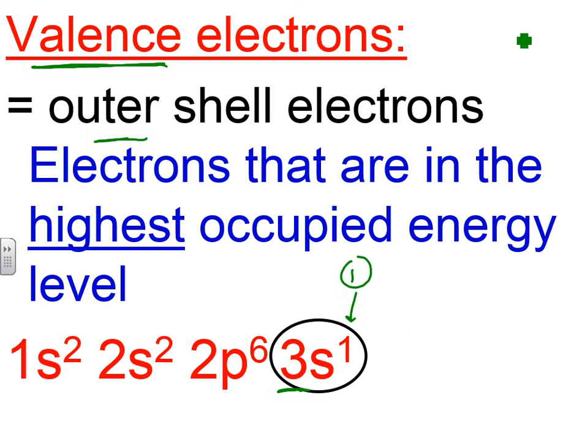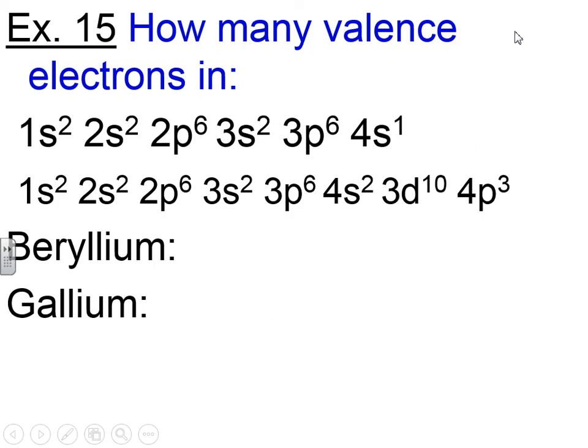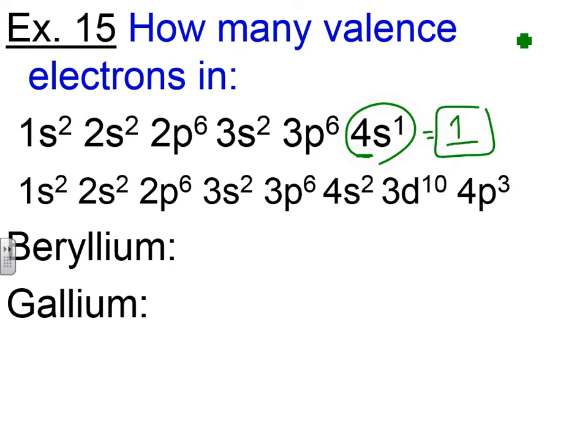Alright, so let's do the same thing. How many valence electrons in these configurations? So first of all, we find the highest shell. In this case, here's the highest shell. So this highest shell has only 1 electron. Simple as that. Alright, the second one, the highest shell is shell 4 again. And we have 2 here, plus another 3 here. We have a total of 5 valence electrons.